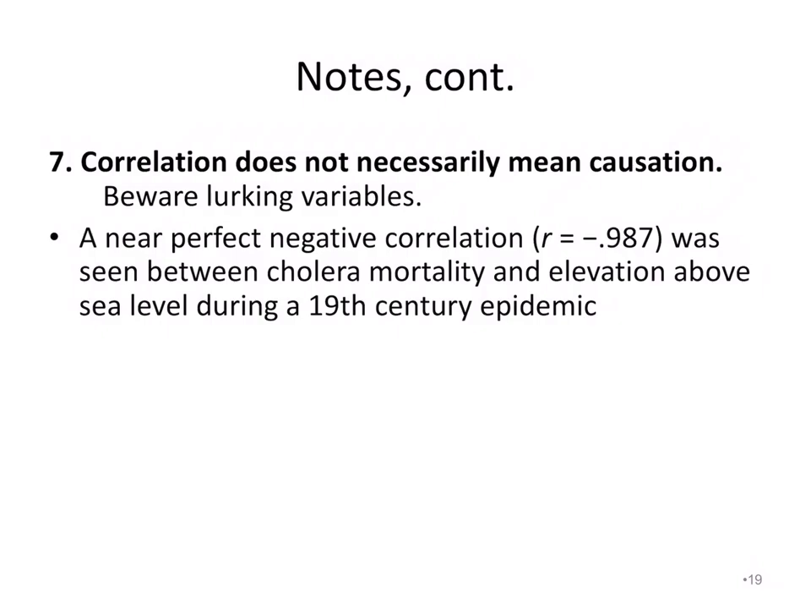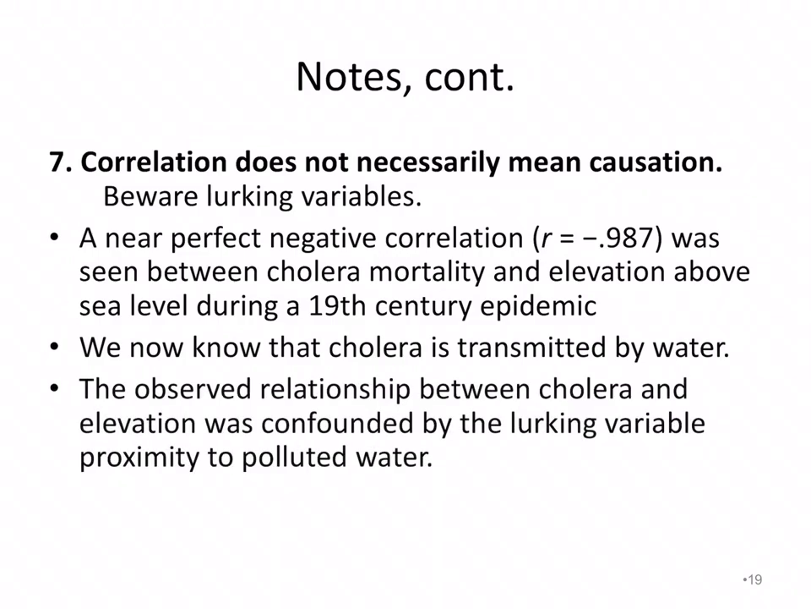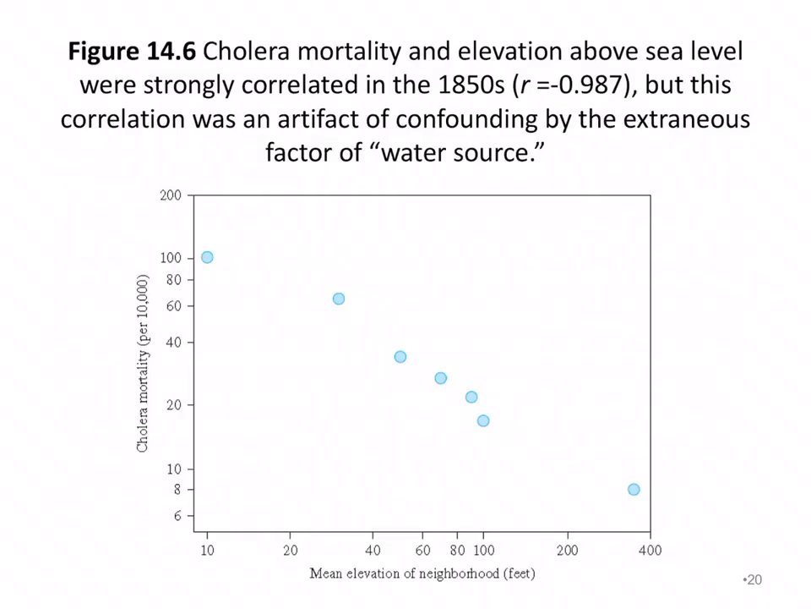A near perfect correlation, R equals -0.987, was seen between cholera mortality and elevation above sea level during the 19th century epidemic. We know that cholera is transmitted by water, not by miasma or elevation. The observed relationship between cholera and elevation was confounded by the lurking variable, proximity to polluted water.